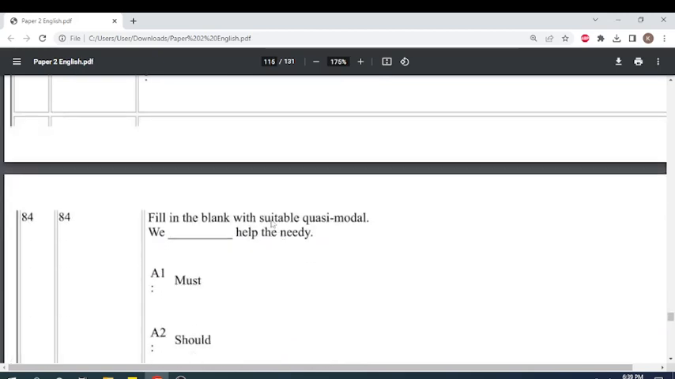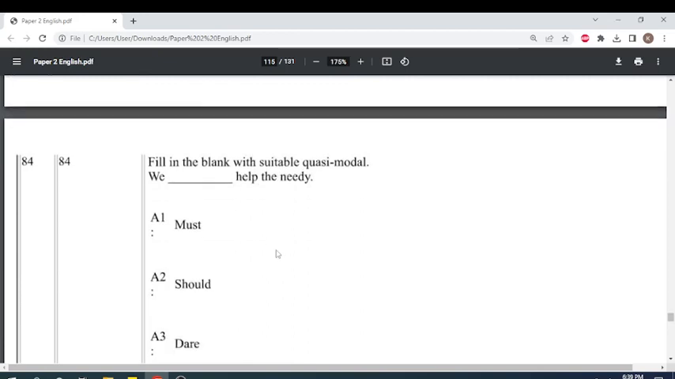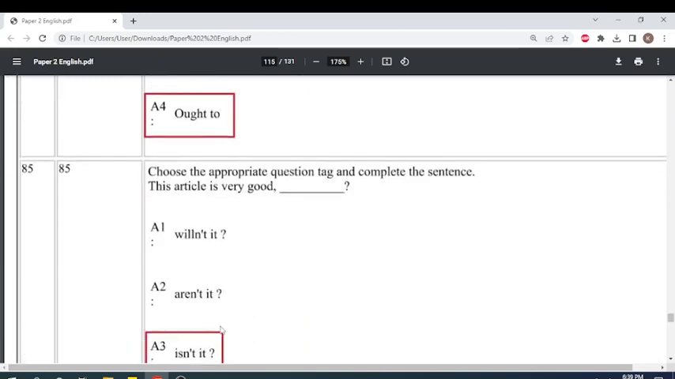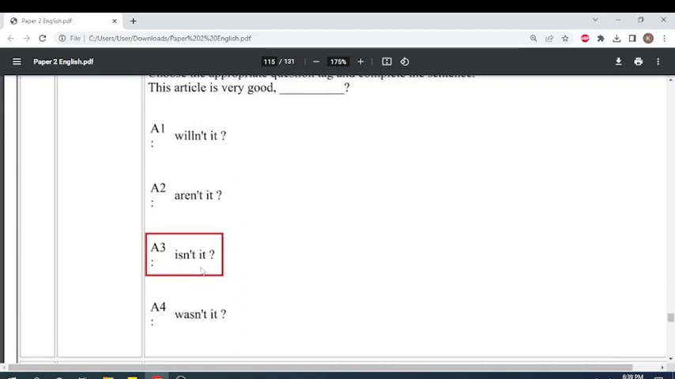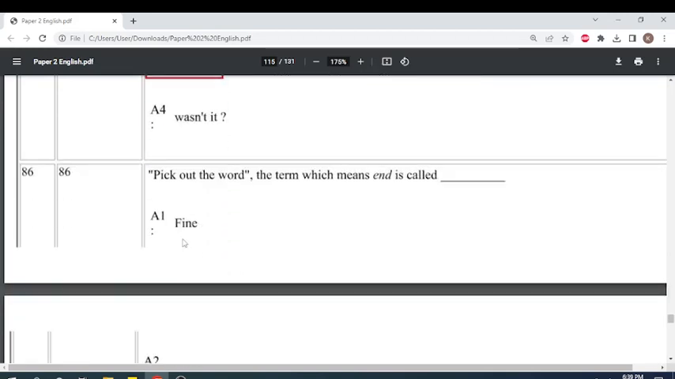84. Fill in the blank with suitable quasi-modal. We dash help the needy. Answer A4, ought to. 85. Choose the appropriate question tag and complete the sentence. The article is very good dash. Answer A3, isn't it.